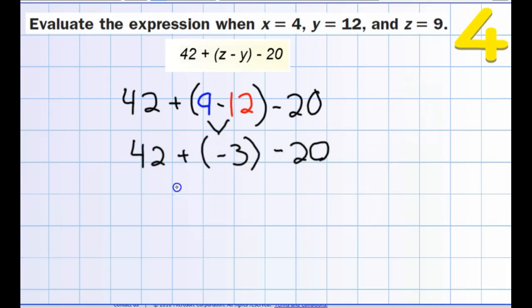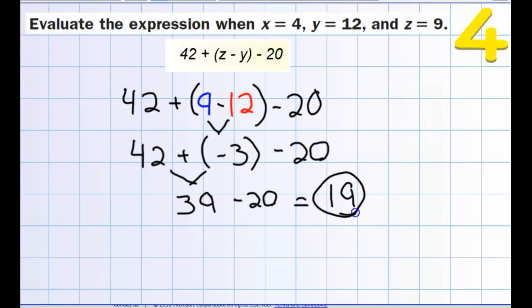So 42 plus negative 3, that is 39. And 39 minus 20 gives us 19. So our answer is 19. So that's order of operations.